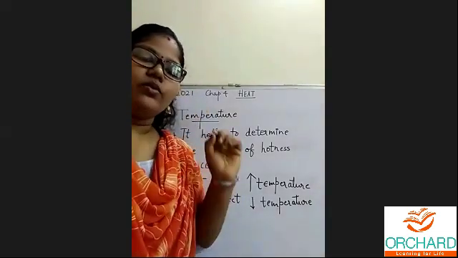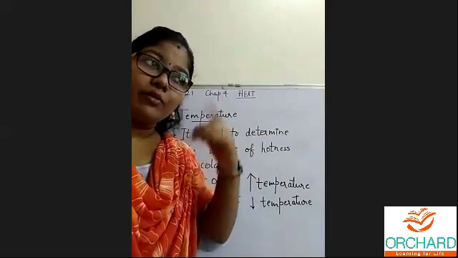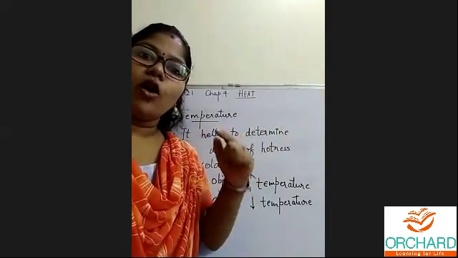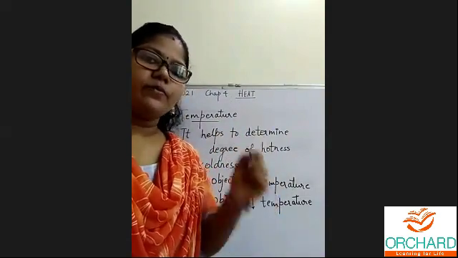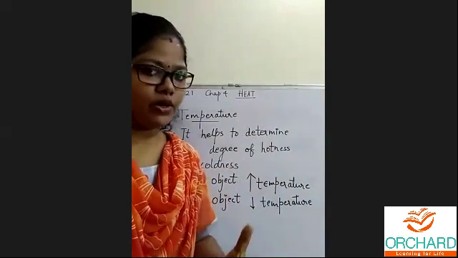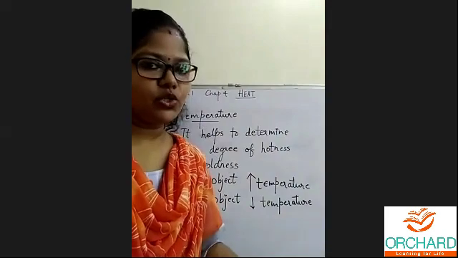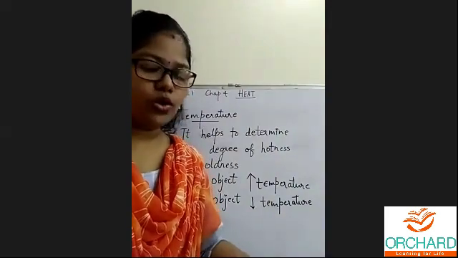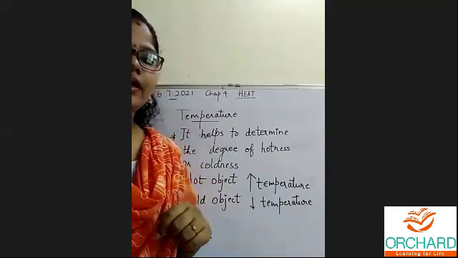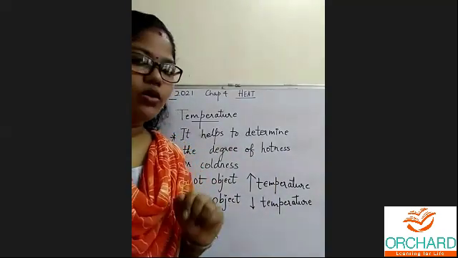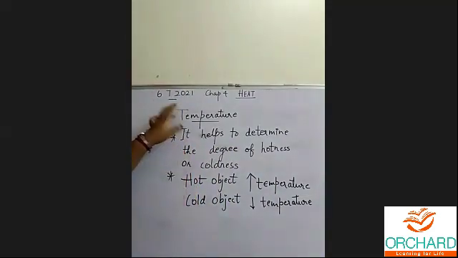So when you measure the temperature of an object, if the temperature is high, you know that hot objects have high temperature, so you can tell, yeah, this is a hot object. If the temperature is low, we know that the temperature of cold objects is low, so we can tell, yeah, this is a cold object. So temperature is helping us to determine the degree of hotness or coldness. Heat is determined by its temperature.